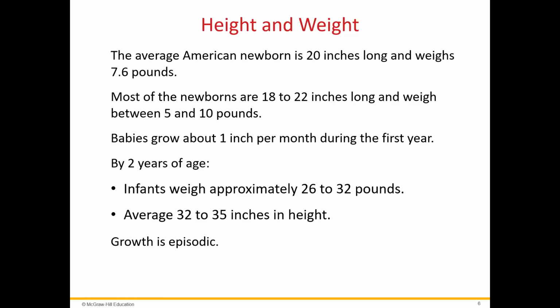Babies grow about 1 inch per month during the first year. By 2 years of age, they weigh approximately 26 to 32 pounds. So when they were born, they started between 5 and 10 pounds on average, and by age 2, they're up around 30 pounds. I mean, this is tremendous growth.